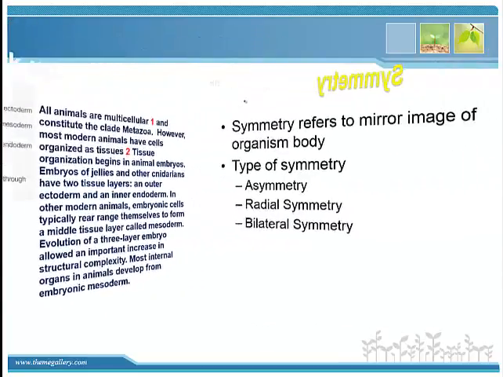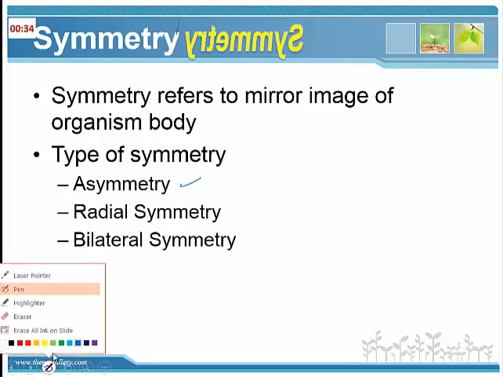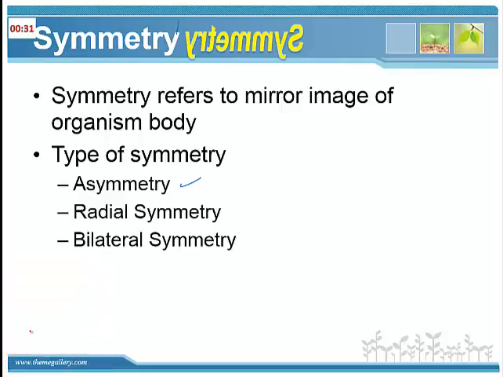Now we'll go to the next one, symmetry. Symmetry refers to the mirror image of the organism's body. You can see how I actually put this symmetry like a mirror image. The same thing has to be observed by studying the morphological features of the organism. First are the types of symmetry. Asymmetry: A refers to nothing, as in most words, and here also the same term is applicable. So no symmetry is seen in some organisms. That's what we call asymmetry.